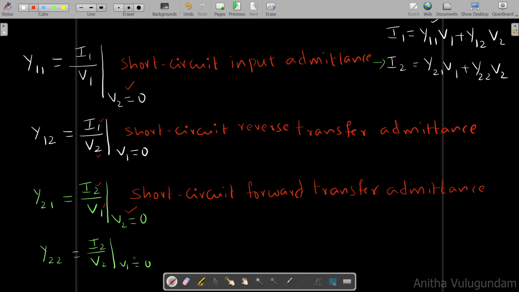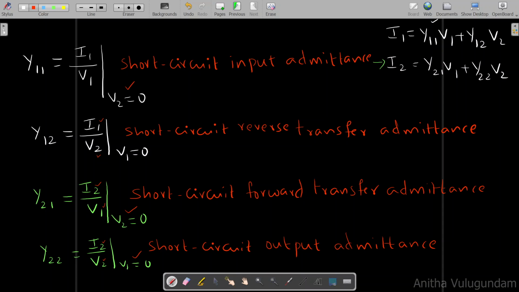Next, Y22, V1 equal to 0. V equal to 0 always means short circuit. And the ratio here is port 2 variable to port 2 variable, output port. I by V is admittance. So Y22 is defined as short circuit output admittance. This is how we can define Y parameters.